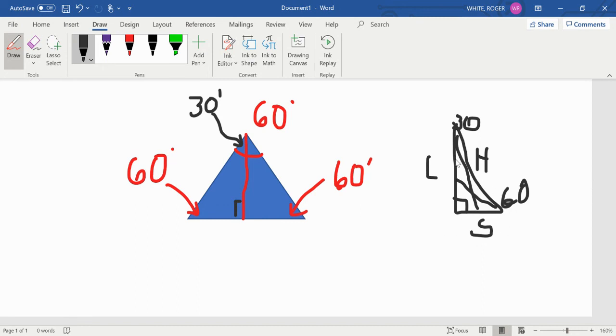It's important to understand where these come from and to identify the side lengths by name because they're going to lead to shortcuts that we're going to talk about.